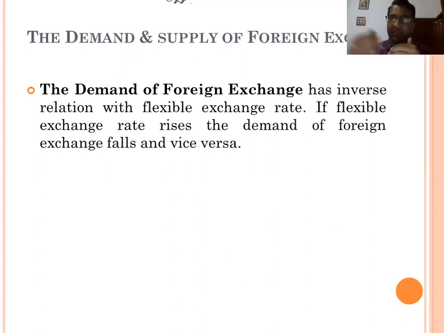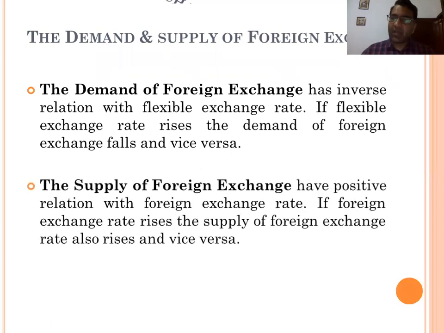So that's why the demand curve slopes downward, because it shows the inverse relation between the exchange rate and the demand. Then the supply of foreign exchange has a positive relation with the foreign exchange rate. If the foreign exchange rate rises, the supply of foreign exchange also rises, and if it decreases, then it also decreases. It shows a positive relation. So the supply curve slopes upward, a positive slope.